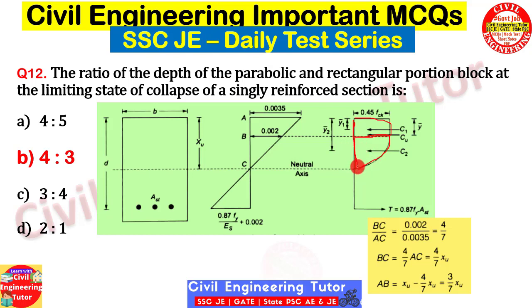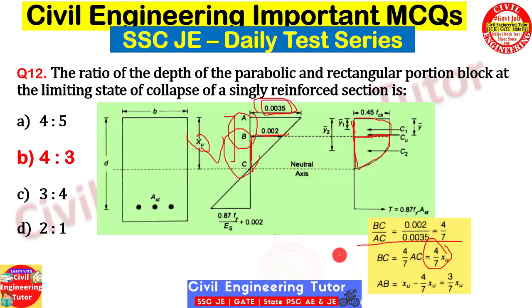At first we need to find the depth ratio for the parabolic portion and then for the rectangular portion. These are the strain values for 2 different depth limits. Using similar triangle properties, we can say that BC by AC, that means this depth by total depth, is equal to this value by the total strain value. So here the ratio BC by AC we got is 4 by 7. And since this total depth is Xu, we already found that BC is equal to 4 by 7 Xu.